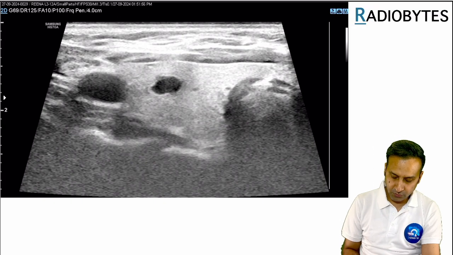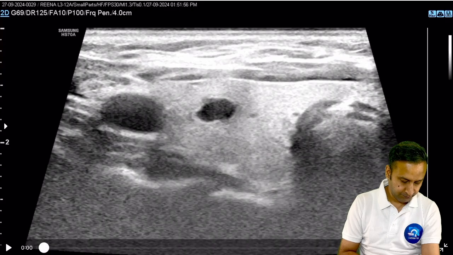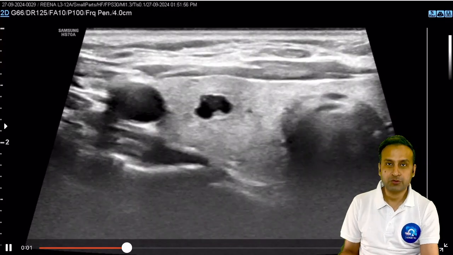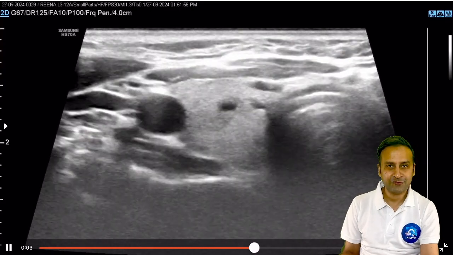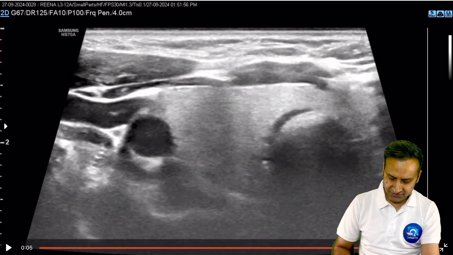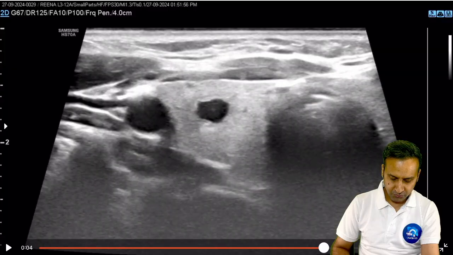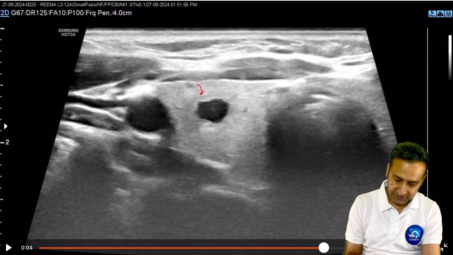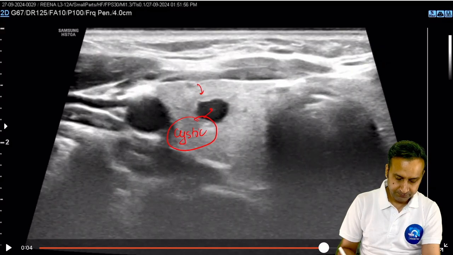Now, let's come to our next special case. Again, I want you to have a look at this particular nodule. Do we see a nodule first of all? Yes, we do see a nodule here. And this is a very small nodule, and this nodule is a completely cystic nodule. Fine. This is a cystic nodule.